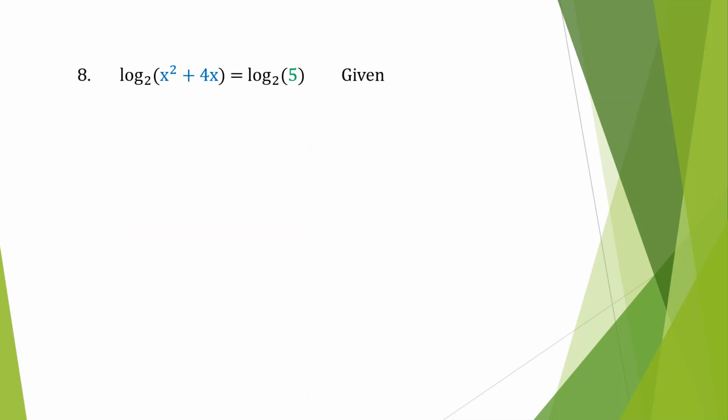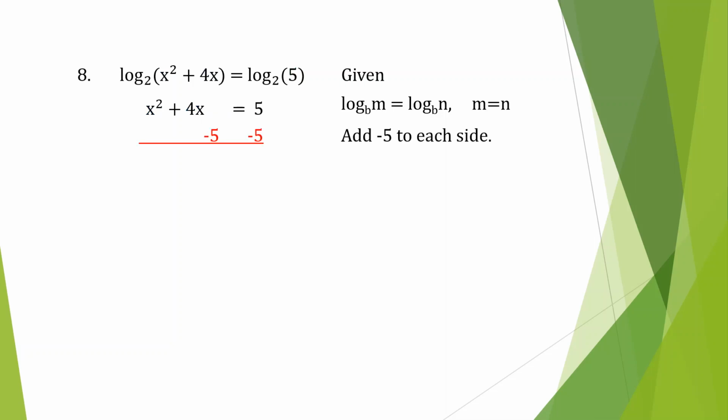Number 8, logarithm base 2 of x squared plus 4x is equal to logarithm base 2 of 5. Take note that if logarithm base b of m is equal to logarithm base b of n, then m is equal to n. So applying this, we have x squared plus 4x is equal to 5. Add negative 5 to each side. So this will become x squared plus 4x minus 5 is equal to 0.